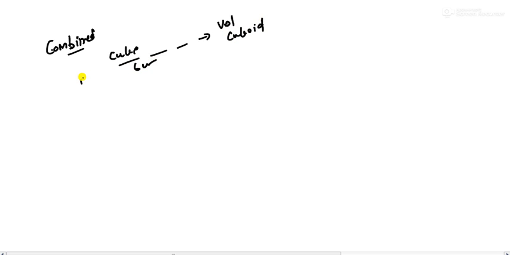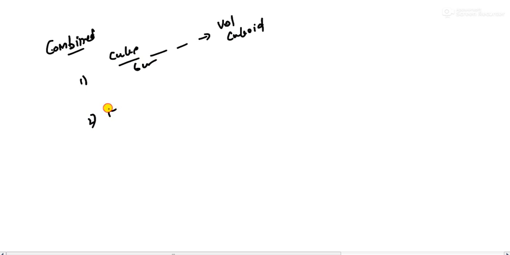Now the other type of question will be based on the combined figure. Okay, first is combined. As I said, cube, they will add three cubes, and they will ask what is the volume of the cuboid formed by joining 3 cubes of 6 centimeter like this.